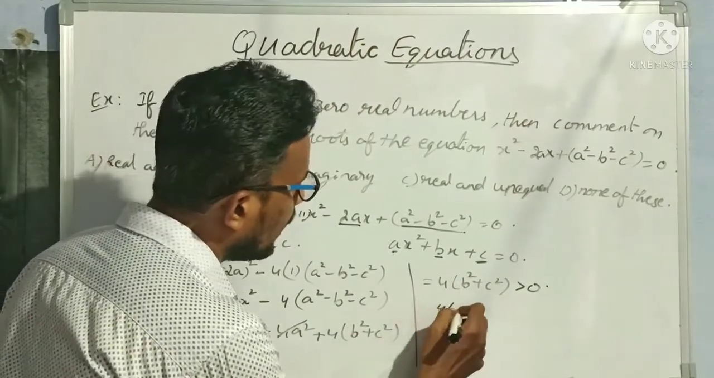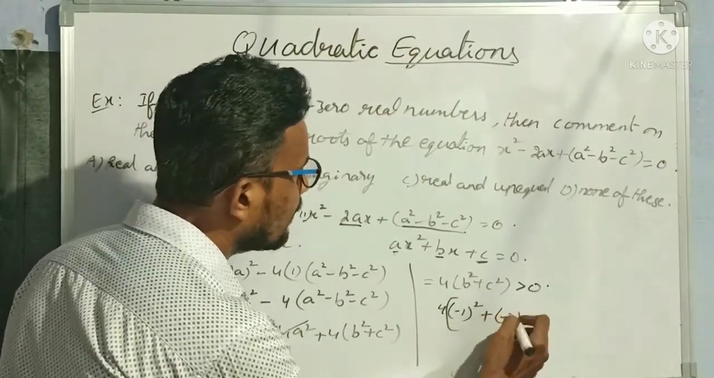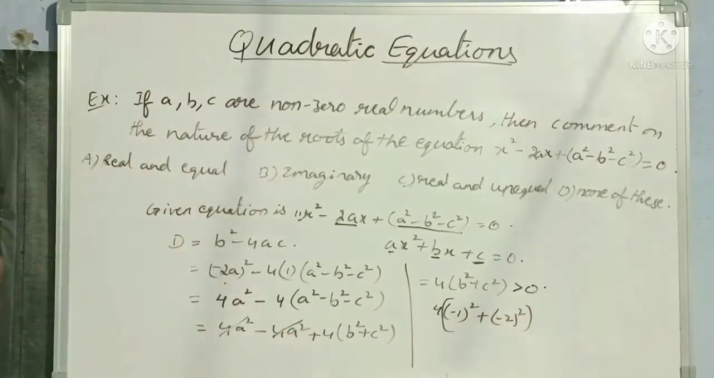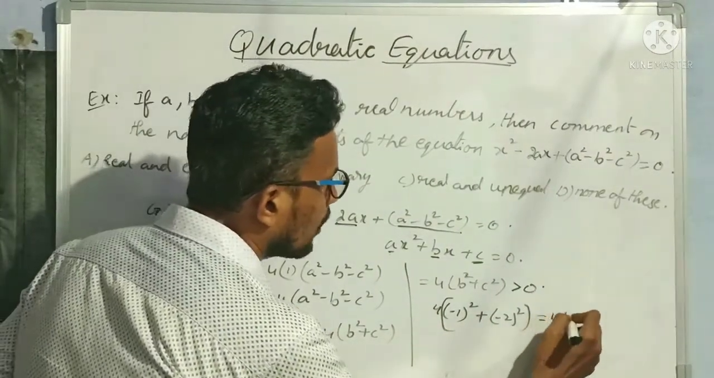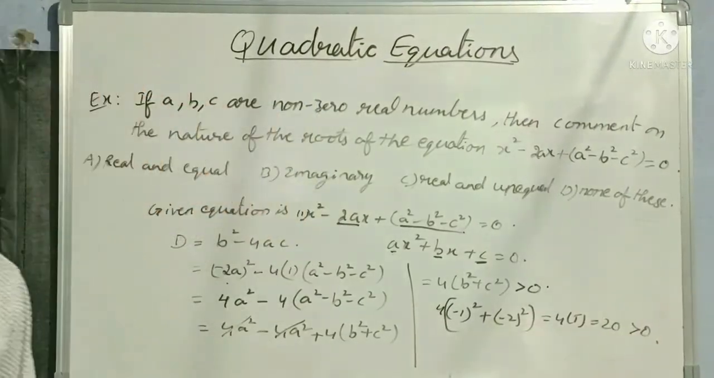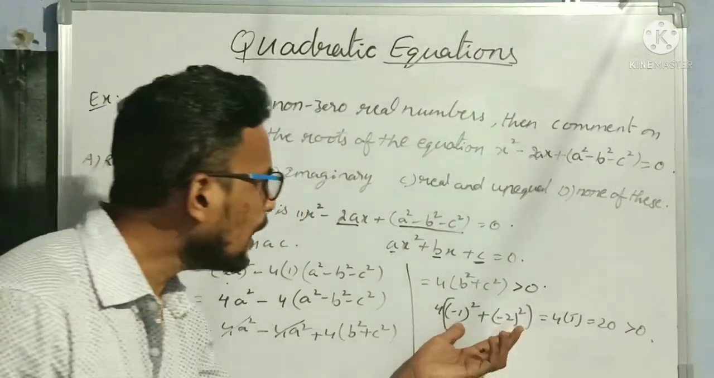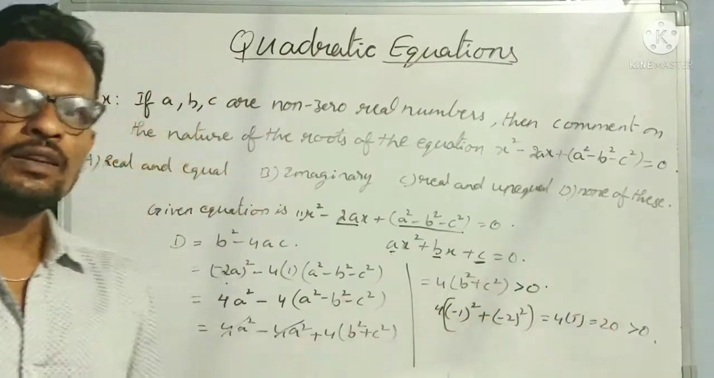First suppose we take b value as minus 1, then minus 1 whole square, and c value as minus 2, minus 2 whole square. So here 1 plus 4, so 5 into 4 is 20, right? 20 is greater than 0. Understood? Even when we take negative values for b, we are still getting the discriminant greater than 0.